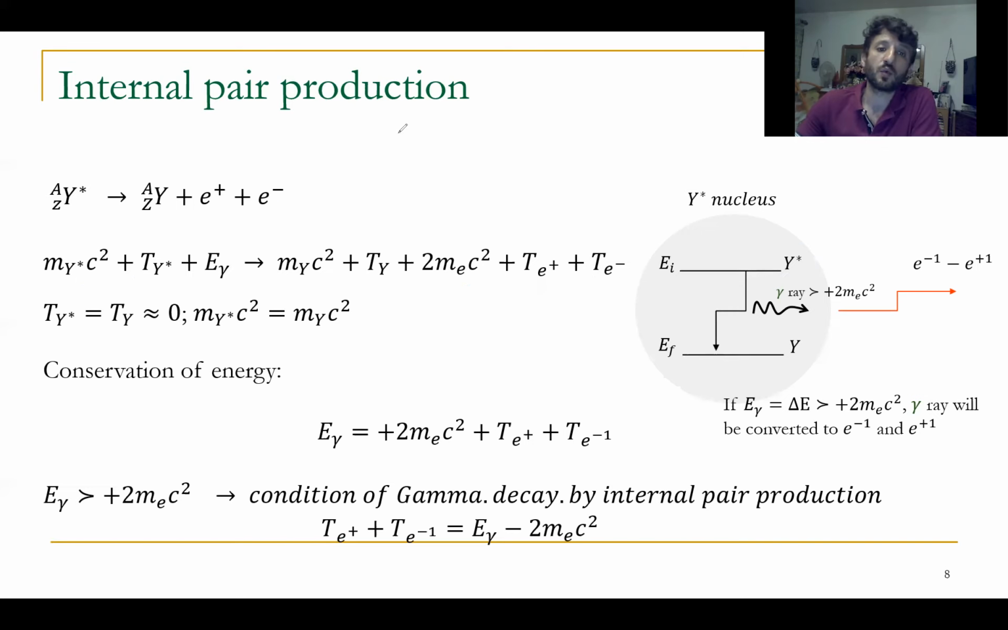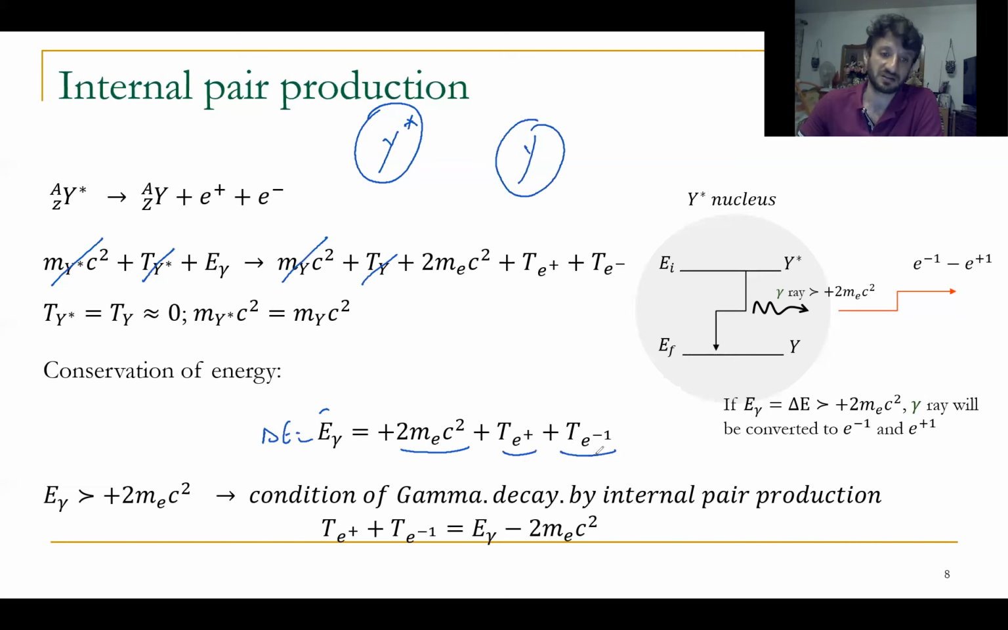Y star and Y have the same mass number, so the mass M c squared of Y star is equal to M c squared of Y, and we can eliminate these terms. The kinetic energies of Y star and Y are approximately negligible because they are heavy nuclei. So finally, we get E gamma, or delta E, equals 2 m_e c squared plus T e plus plus T e minus.